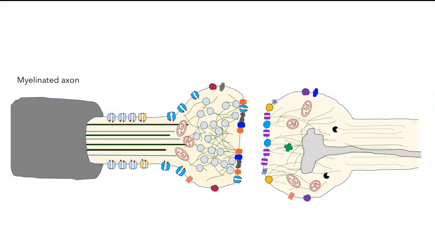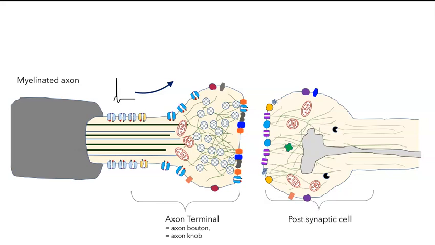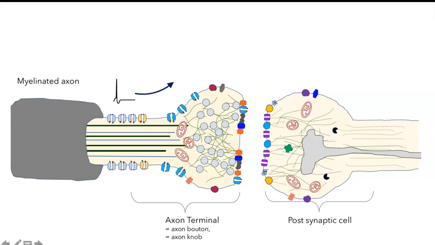Here's a cartoon version that I've drawn. This would be our myelinated axon terminating in the axon terminal, and the action potential would travel all the way down to the end of the terminal. Axon terminals are also called axon boutons or axon knobs. You'll see those terms. Over here, I've got the postsynaptic cell. Now, often, the portion of the postsynaptic cell that receives a synapse is the spine on the dendrites. This isn't always true, but it's often true.